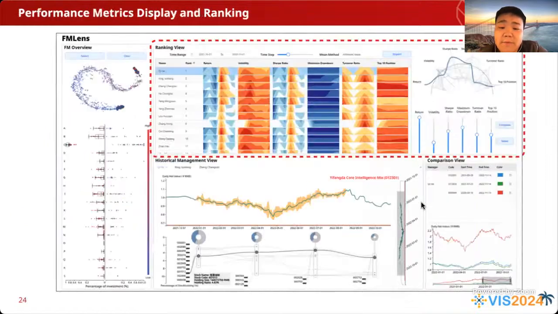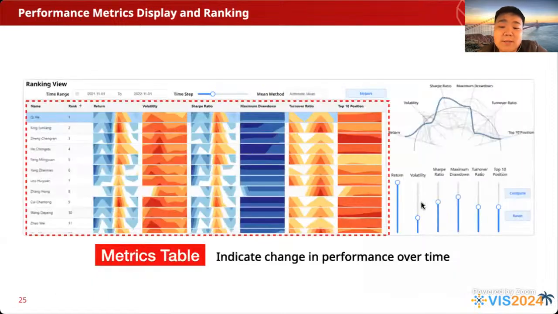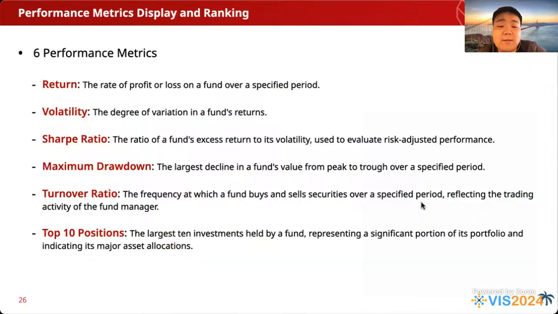Next, the ranking view is introduced to display the fund managers' performance metrics, offering weight-based rankings of these metrics. And this consists of 3 subviews. The first subview, the metric table, shows the change in performance metrics over time for each fund manager. In the table, each row corresponds to a fund manager and each column corresponds to a performance metric. And here we selected 6 commonly used metrics based on the literature review and common practice.